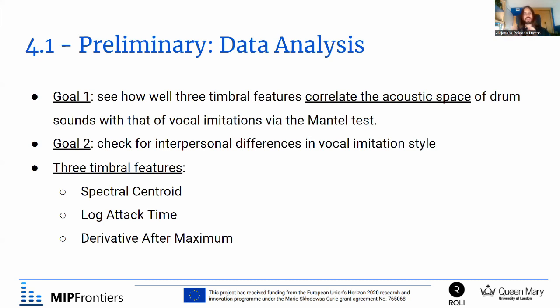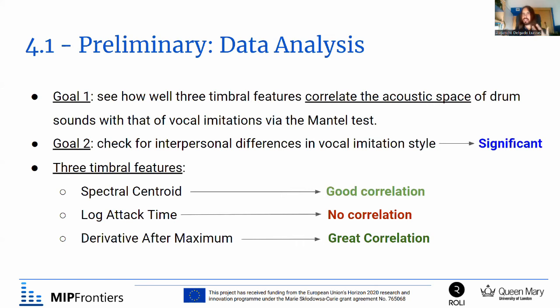And in order to measure the correlation, we did the Mantel test, which has an associated score. So the higher the score, the more correlated it is at a certain descriptor, and also a p-value associated with each score. The p-value would determine the statistical significance of the correlation measure, so the score. And the second goal was to check if there were some interpersonal differences in vocal imitation styles among these 14 imitators. So they imitated in different styles. And we found that the interpersonal differences were significant, as we will see in the next slide.